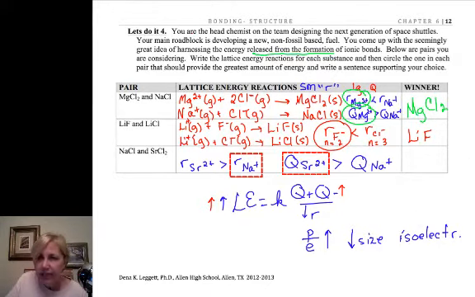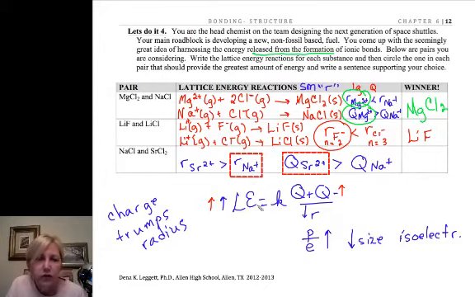But remember what I mentioned in that last slide: charge trumps radius. And the radius differentials are going to be on the order of picometers. We'd have to look them up to be exact, but we're making predictions. So I would predict that the lattice energy for strontium chloride is greater than the lattice energy for sodium chloride because of that strong attraction between the +2 and the -1s.